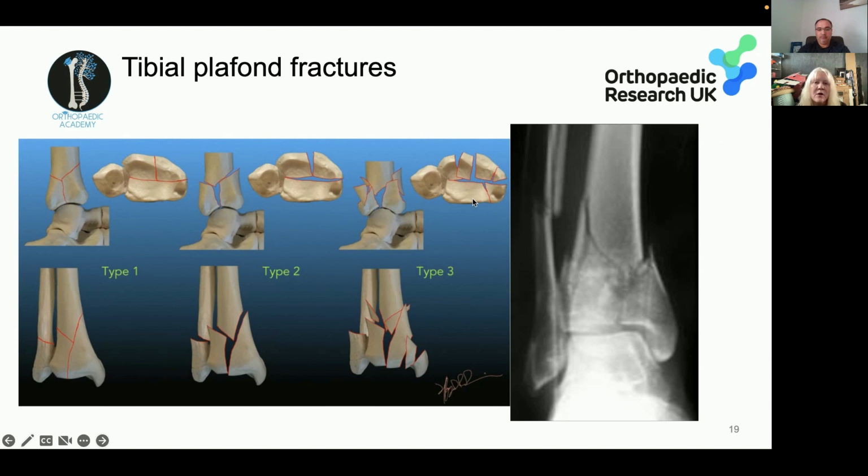And the principles of management for these are to manage the soft tissue because they're usually very, very swollen. Manage the soft tissues. You might need to put an external fixator on, and then you want to try and reconstruct the joint surface as much as you can, and then deal with it later. But that's kind of beyond the scope of this lecture. It's just there to show you what a really bad ankle fracture looks like.